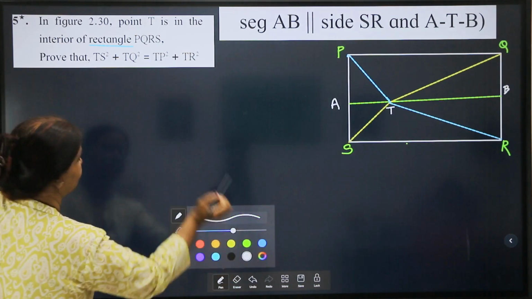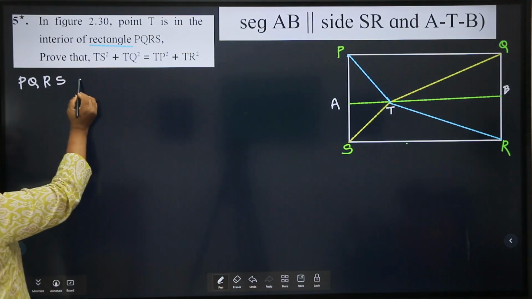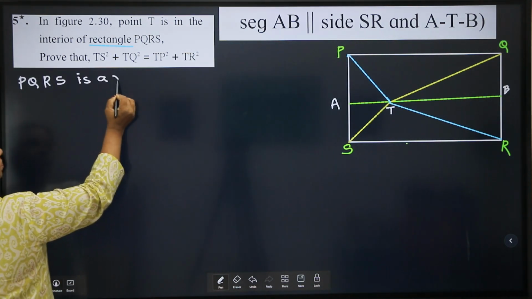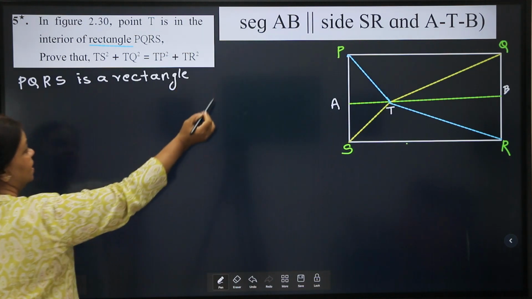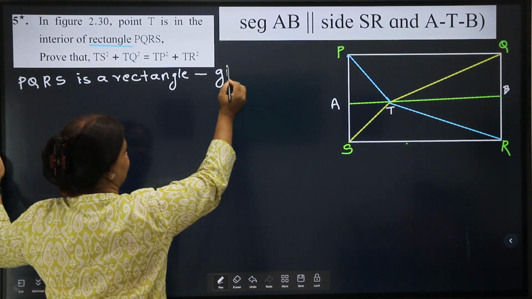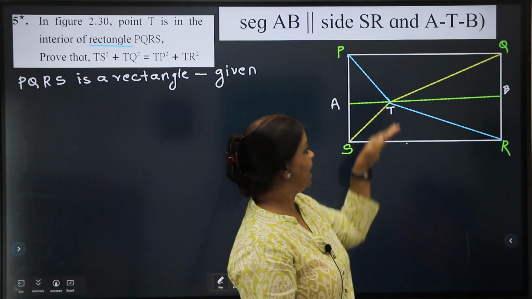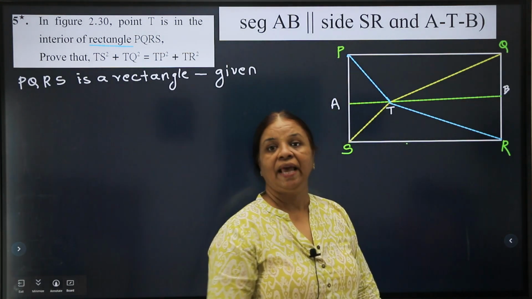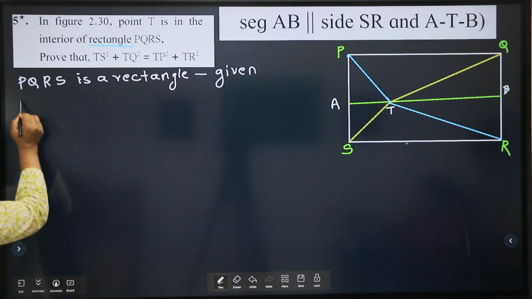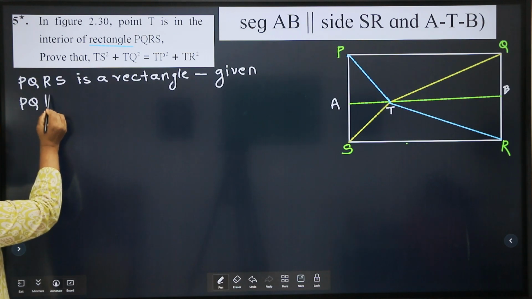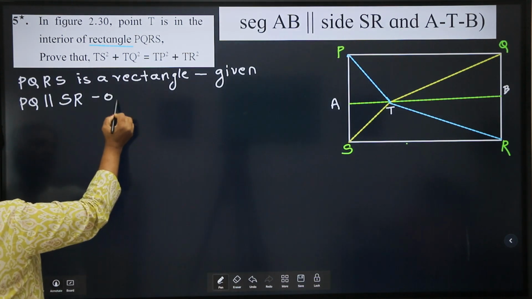First thing, PQRS is a rectangle. And how do I know it's a rectangle? Because it is given. It's a rectangle. If it is a rectangle, the opposite sides are going to be equal and opposite sides are going to be parallel. So I can say PQ is parallel to SR. Opposite sides are parallel.